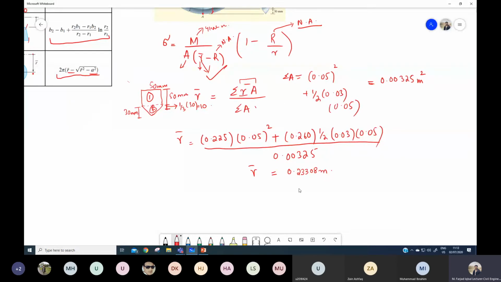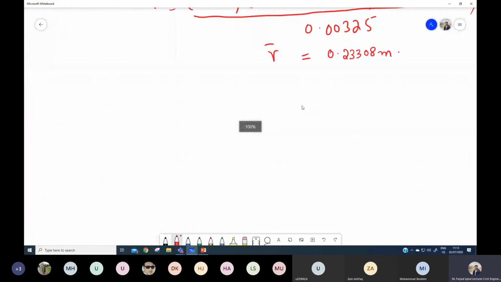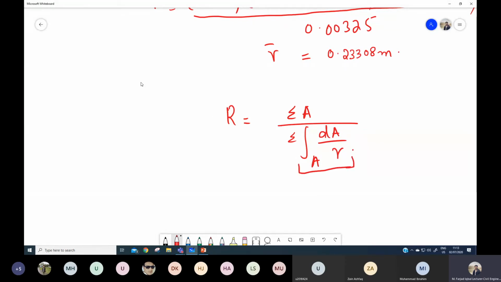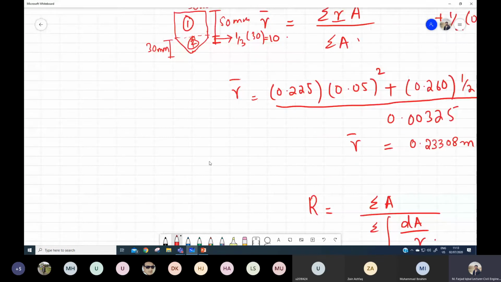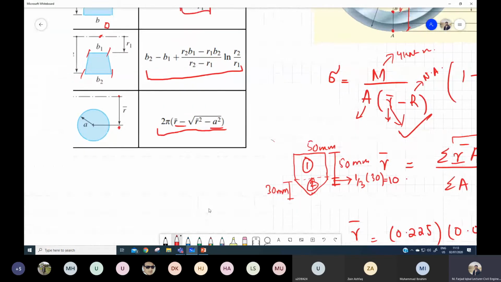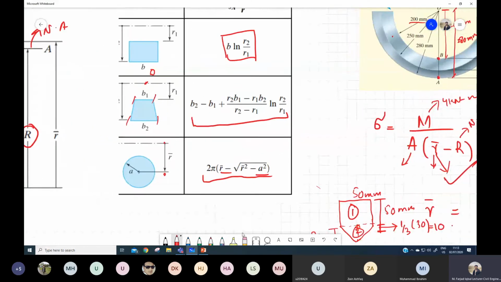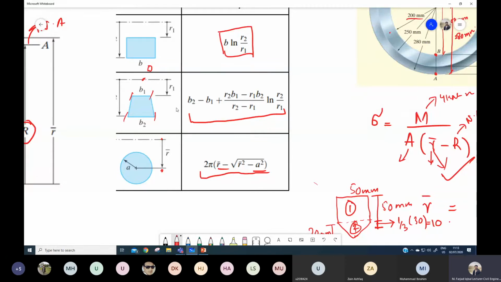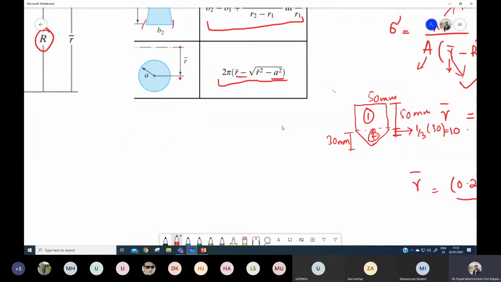For the location of the neutral axis, if you remember, we have just derived one relationship: capital R is equal to summation A over summation integral of dA over R. Now for this dA over R factor, for a rectangular shape it's convenient to figure that out, but for the triangular shape or other shapes, we can't get it directly. So we will use these tables. In this table, the formula for rectangle is missing and triangle is missing, so I would write it down over here.